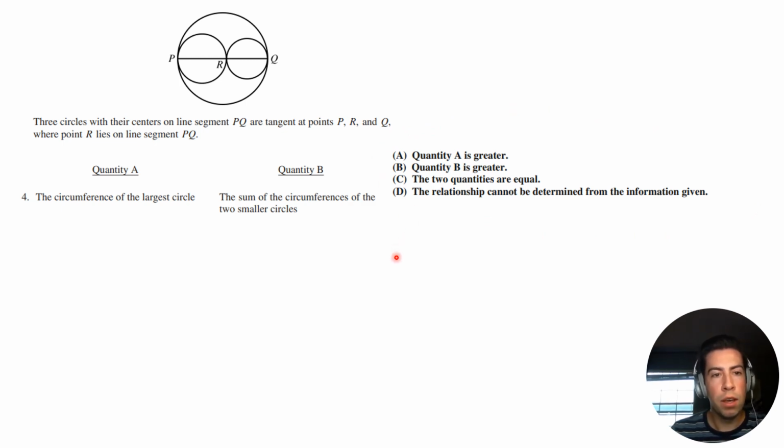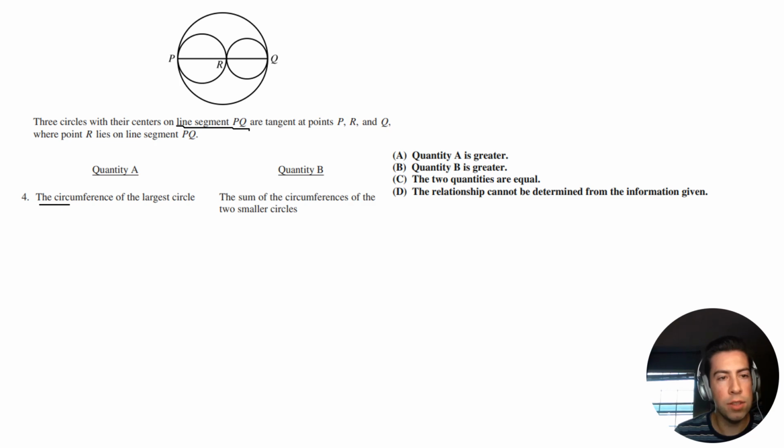Okay, guys, so at first glance, you might be thinking, what the heck is going on here? We got 3 circles. I don't even know where to start, right? So let's go back to the question and let me try to break it down for you a little bit. We have these circles that are centered on line segment PQ, and they are tangent at these points. Basically, what it's saying is that they're just perfectly lined up in the middle there.